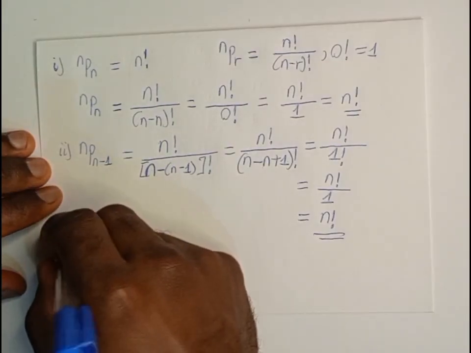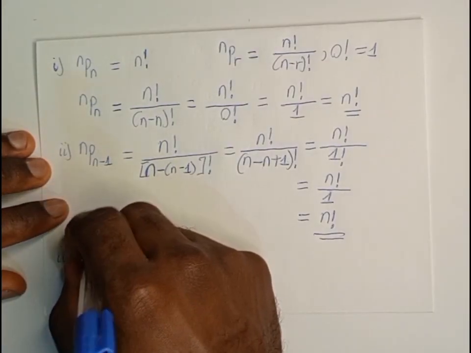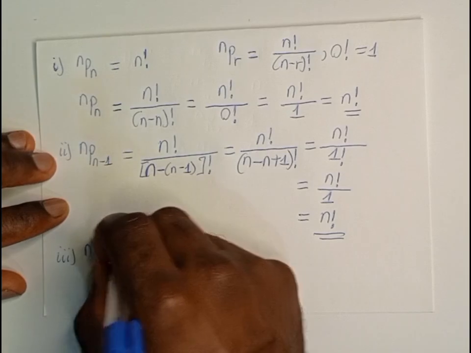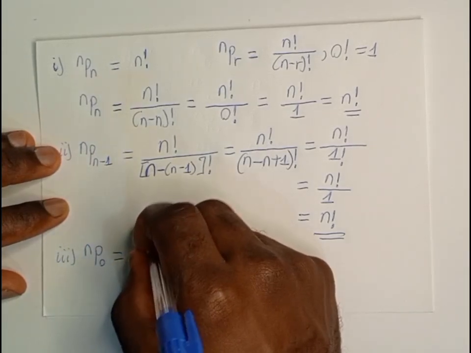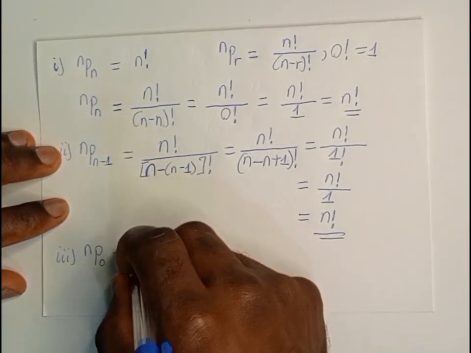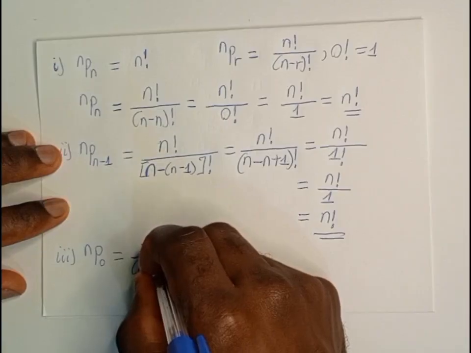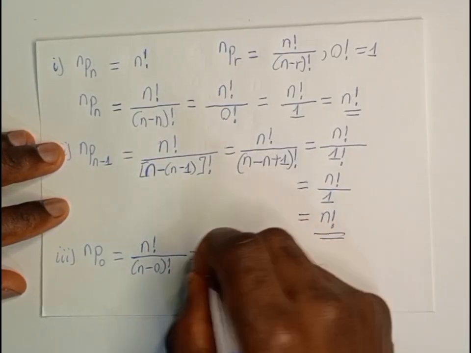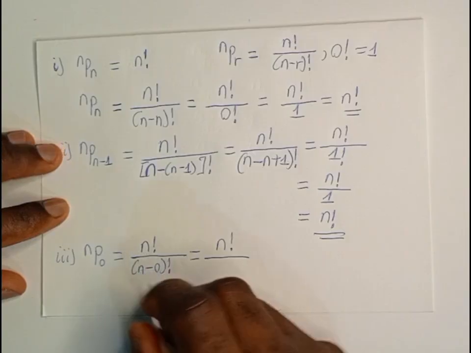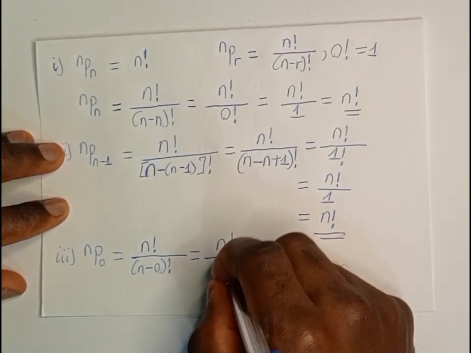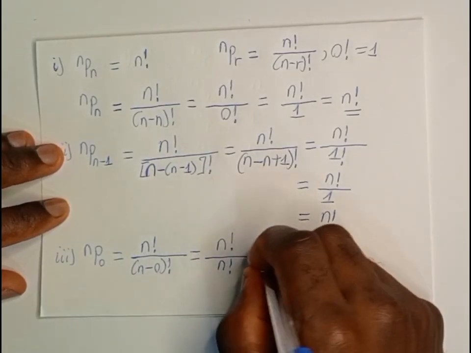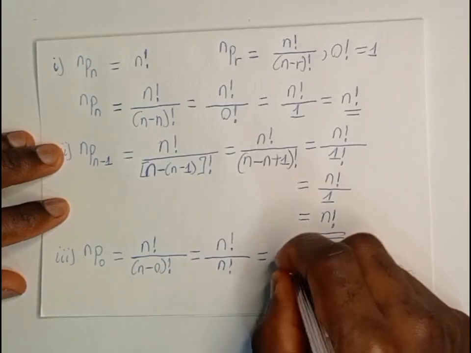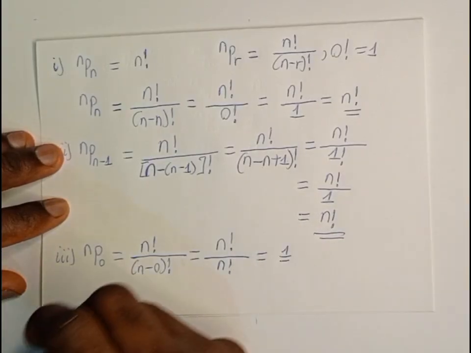We go to 3. nP0 is simply equal to n factorial all over n minus 0 factorial. This will be equal to n factorial divided by n minus 0, which remains n factorial. n factorial divided by n factorial gives us 1.